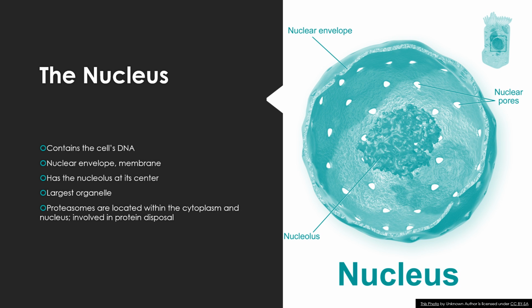The nucleus is surrounded by a bilayer membrane called the nuclear envelope, and the nuclear envelope has pores for RNA and proteins to pass through. The nucleus contains the nucleoplasm, which includes chromatin, a fine matter composed of proteins and DNA. At the nucleus center, we have the nucleolus, which helps create ribosomes. The nuclear pores shown allow for transport of materials through the nuclear envelope. Proteasomes also are located within the cytoplasm and the nucleus. They are involved in protein disposal.